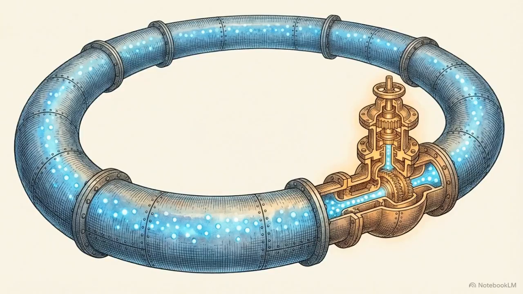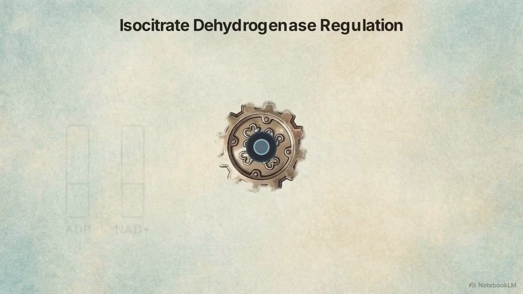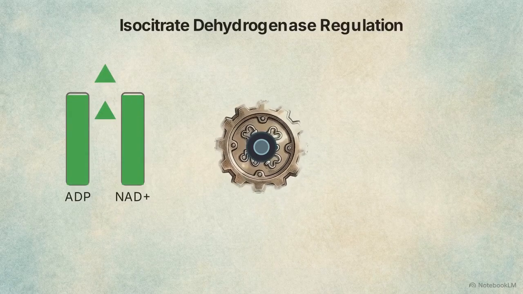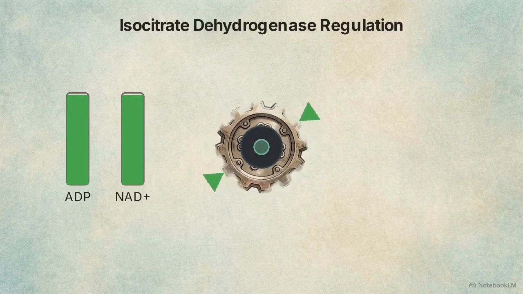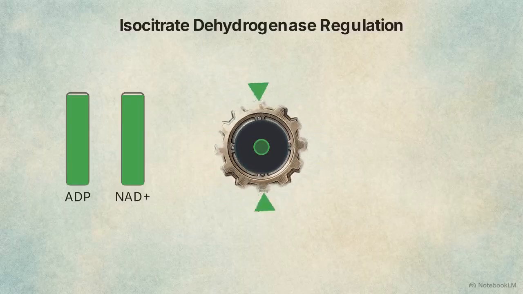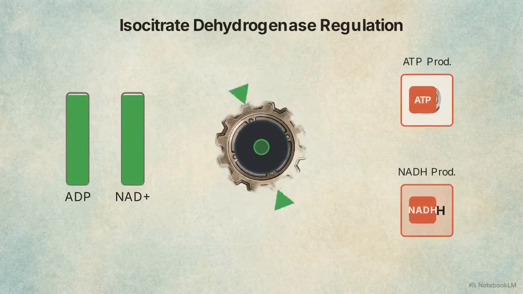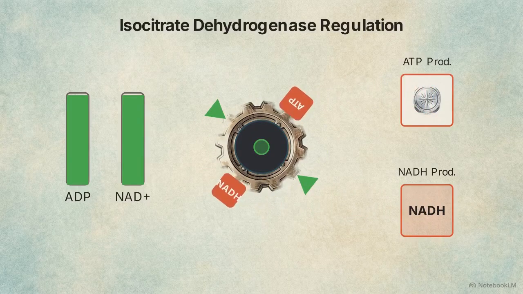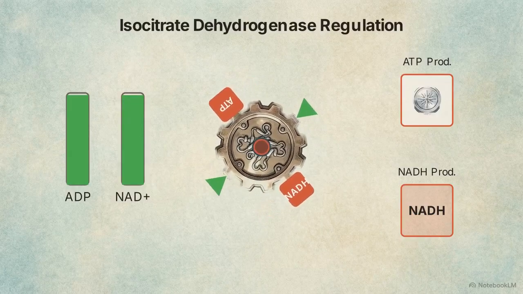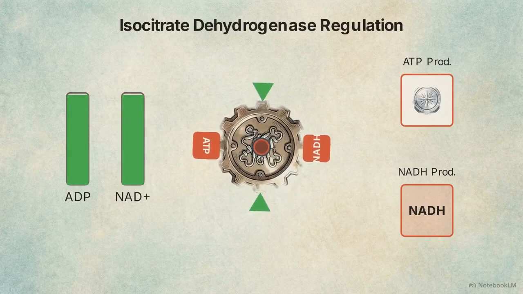The speed of this entire extraction loop is controlled primarily by a single bottleneck, the enzyme isocitrate dehydrogenase. When the cell consumes energy, levels of ADP and NAD+ rise. These molecules act as markers of metabolic demand, allosterically activating the enzyme to increase its affinity for substrates and speed up the cycle. Conversely, when the cell is saturated with energy, accumulating ATP and NADH bind to the enzyme, inhibiting its action and slowing the cycle down.